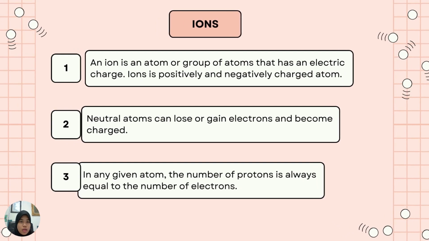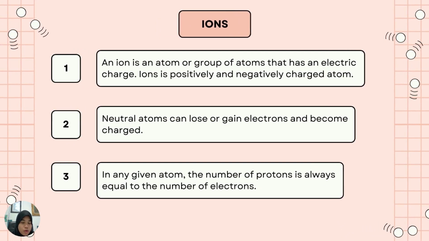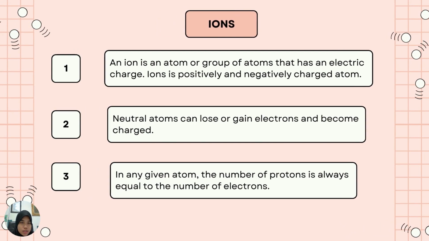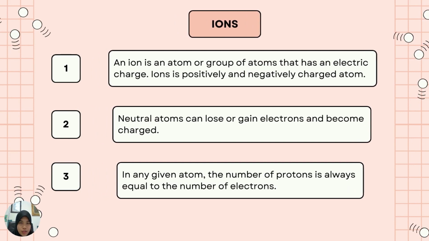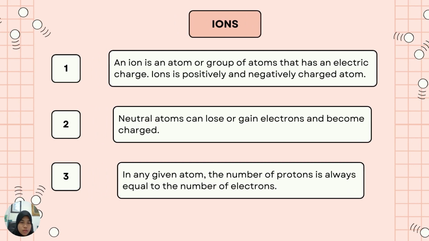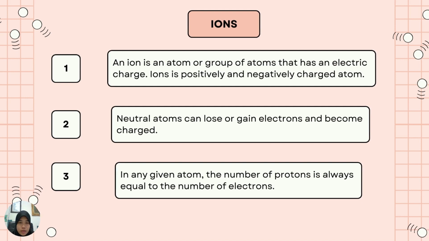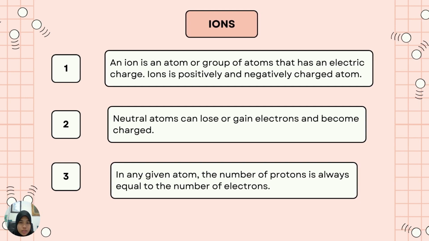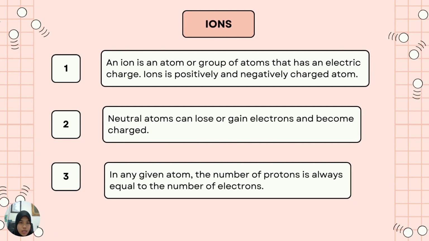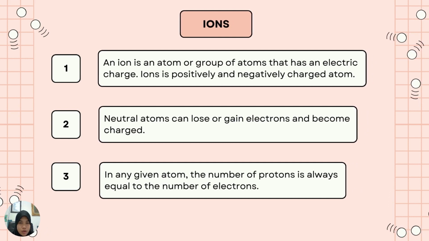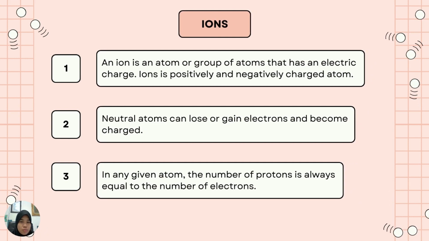Ions. An ion is an atom or group of atoms that has an electric charge. Ions are positively or negatively charged atoms. Other than that, neutral atoms can lose or gain electrons and become charged. In any given neutral atom, the number of protons is equal to the number of electrons.